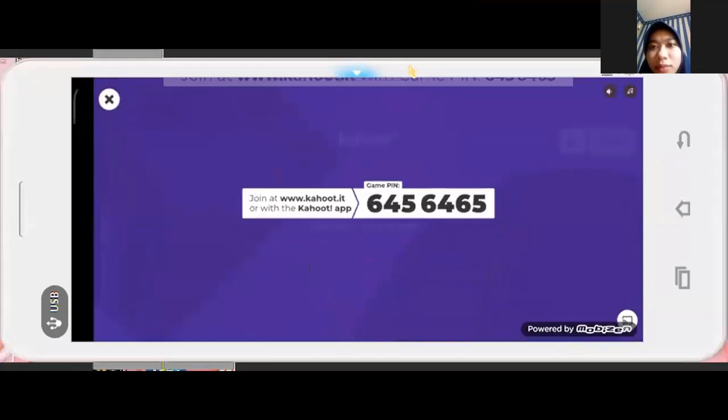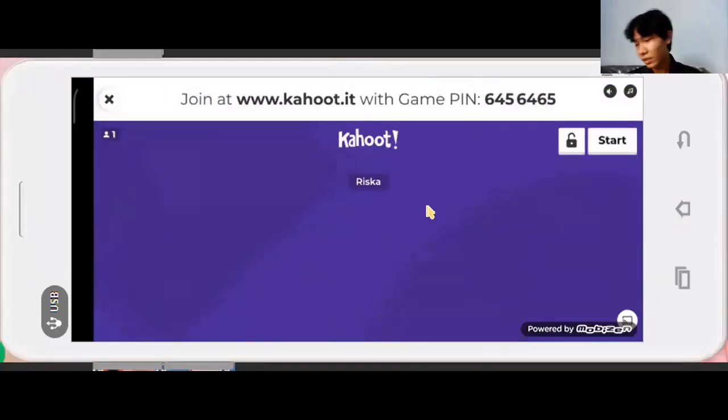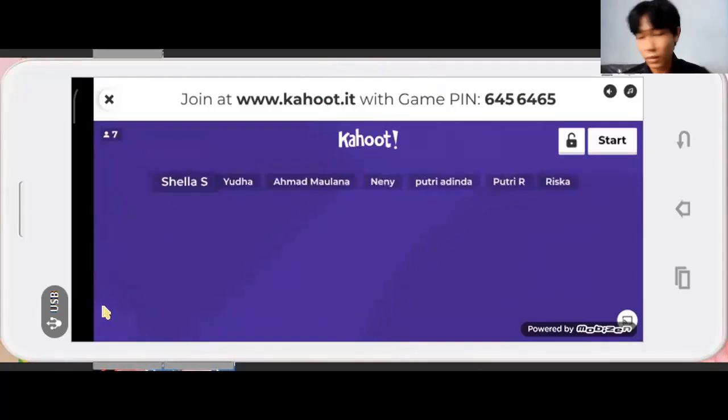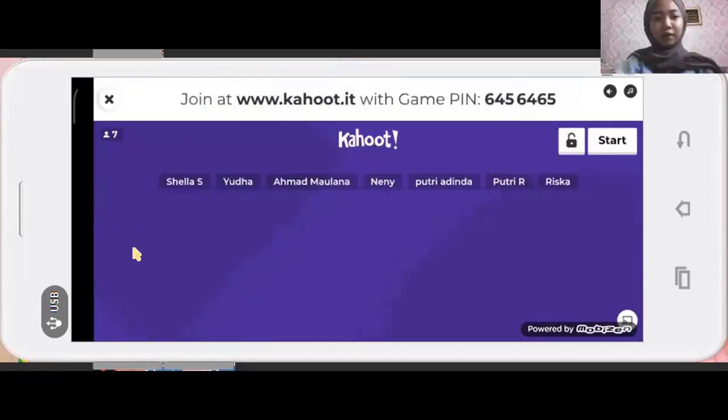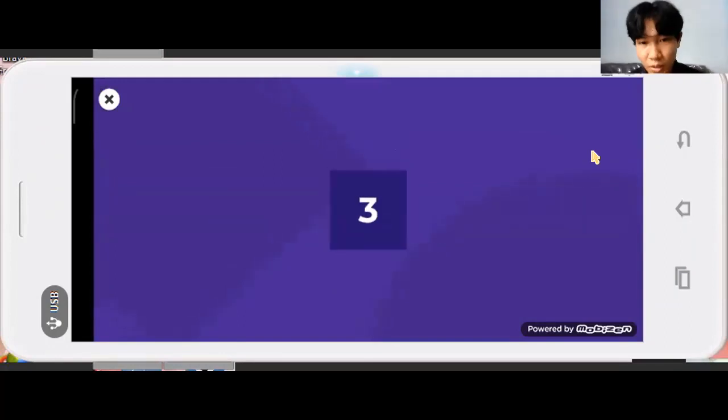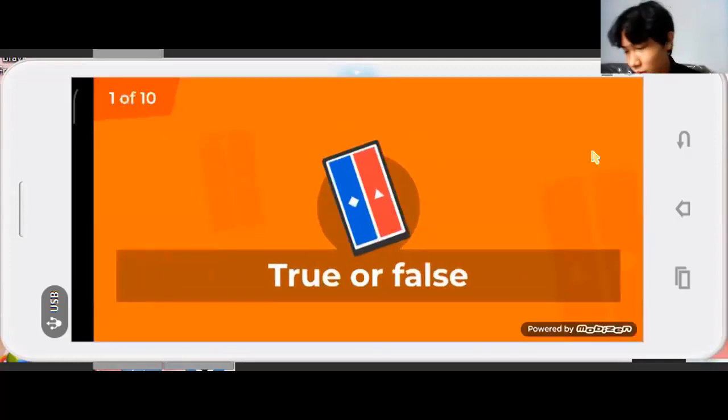Okay, Rizka already joined. Rizky, Putri Adinda, Neni have already joined. Ahmad Maulana has already joined. Okay, Sela to Yuda. How many students are there? Berapa murid di kelas ini? What about the others? Does everyone already join? Okay, the test is already started. 3, 2, 1, go.